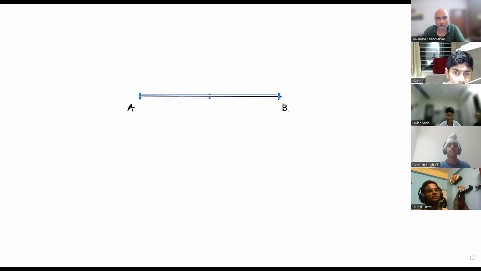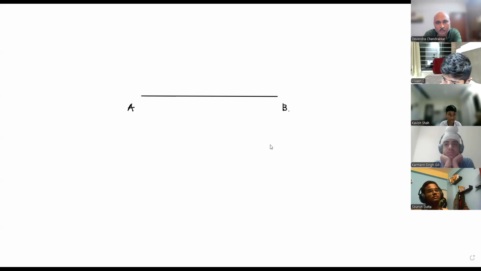What I want to teach you is, when you measure it on the screen only, the length lies in between. Does the end of this line that is towards B lie in between any two of the markings?